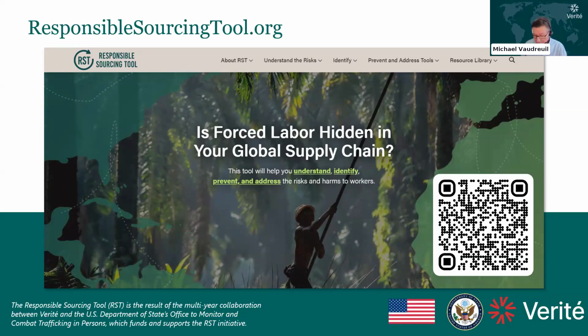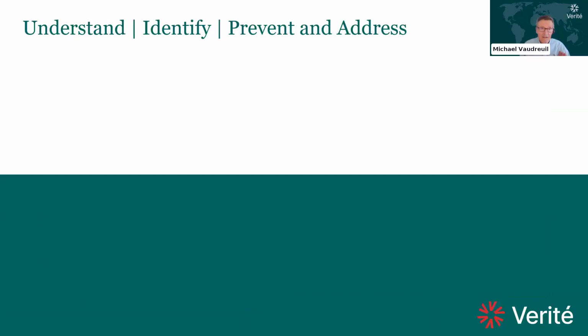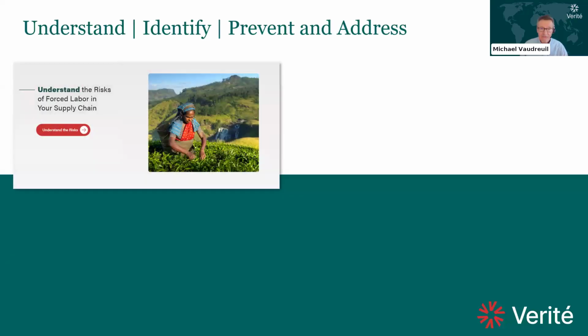The QR code on the slide would take you directly to the site. Now, the site is set up in three pillars. The first is one that helps you understand the nature of forced labor, the scope of forced labor risk. So it's really a definition pillar.